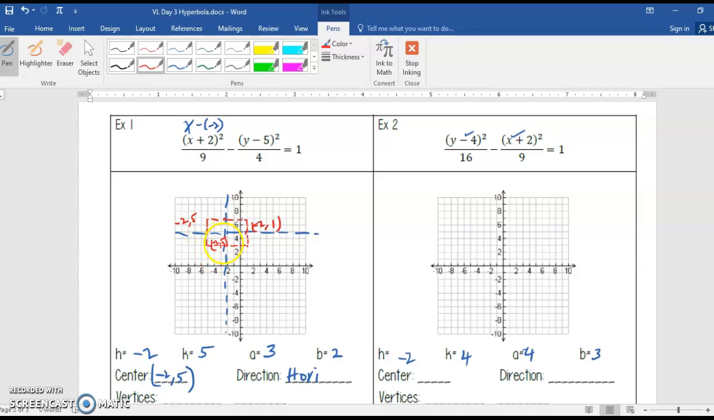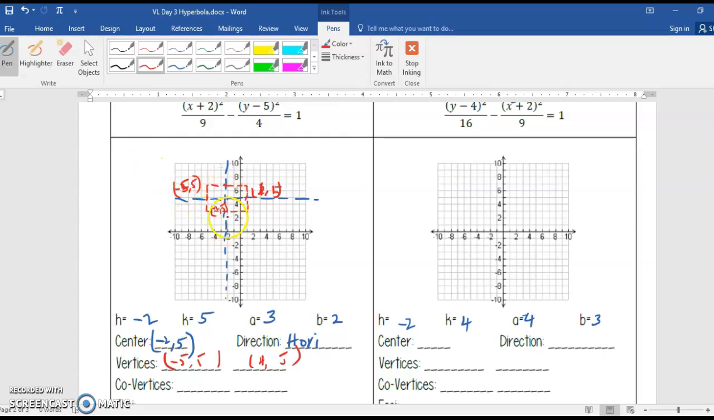My bad, not negative 2. Actually, I'm wrong here too, isn't it? It's 2 and 5. Let me erase, my bad. It's 2 and 5. And here it would be negative 5 and 5. Okay? Negative 5 and 5 and 2 and 5. 1 and 5, my bad. I'm making so many mistakes. Really sorry. 1 and 5.